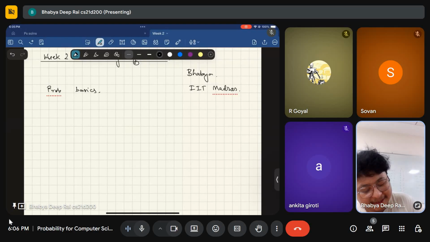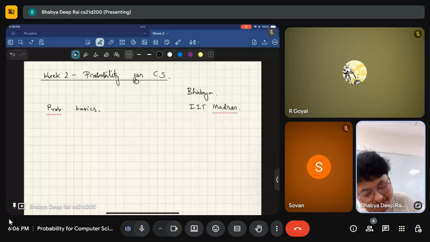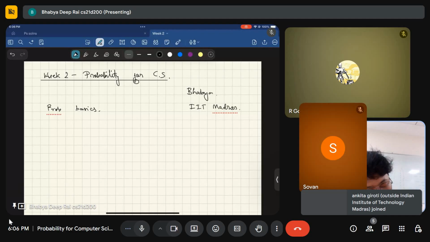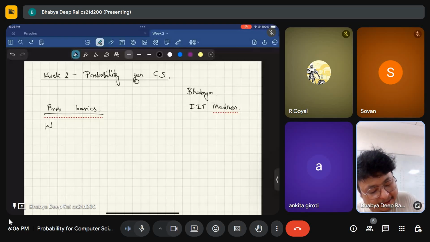Okay, so last week we did the basics of probability, and this time's week 2 content. Week 2 content mostly has to do with conditional probability and independence.